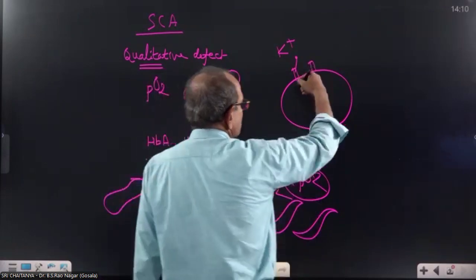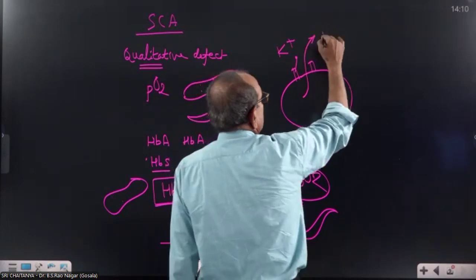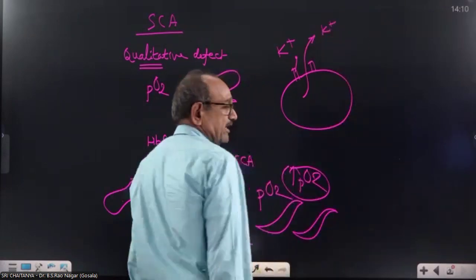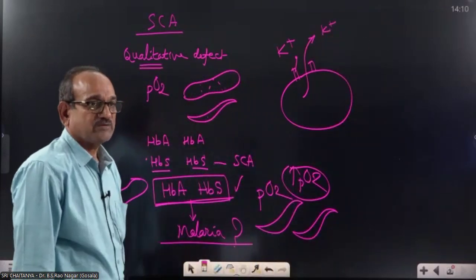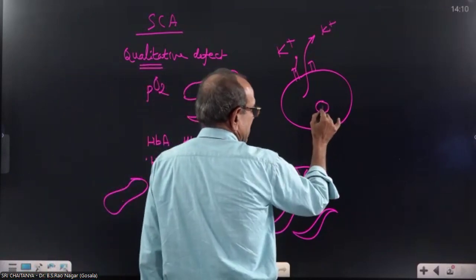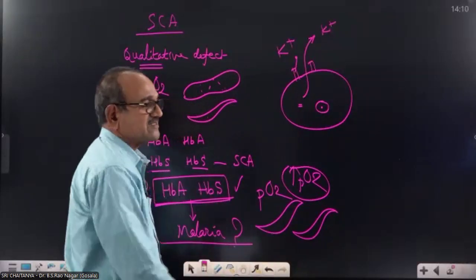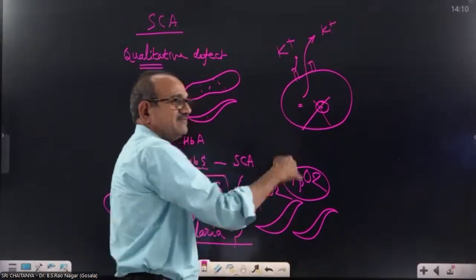Because of constant opening of potassium gates, the potassium goes outside. In the cytoplasm, there is no potassium at all. And plasmodium can't survive in cytoplasm where there is not sufficient potassium. It simply dies. This is the reason.